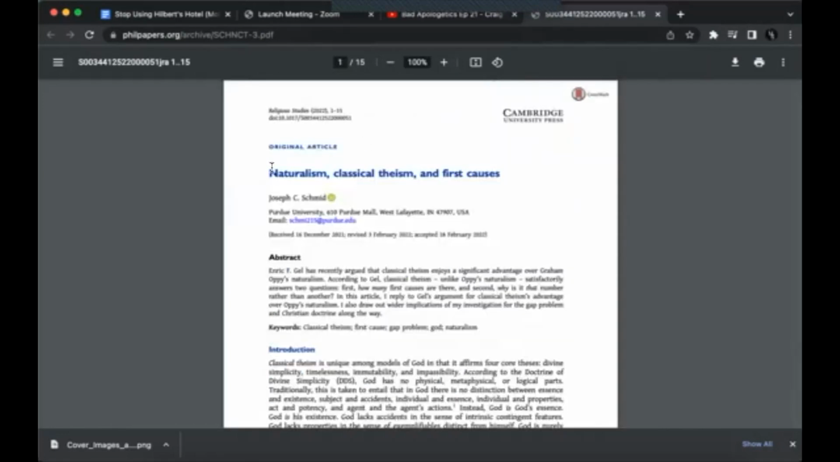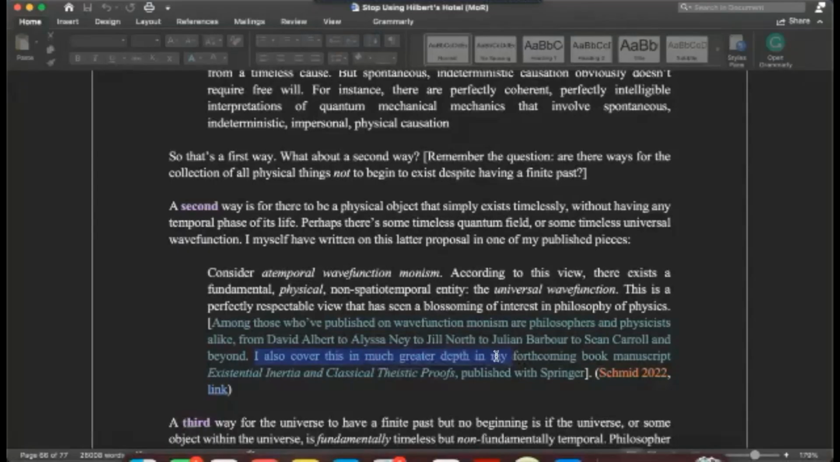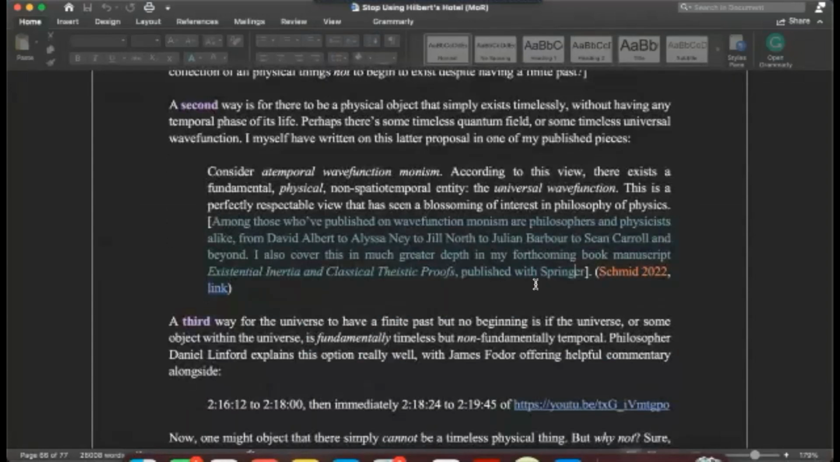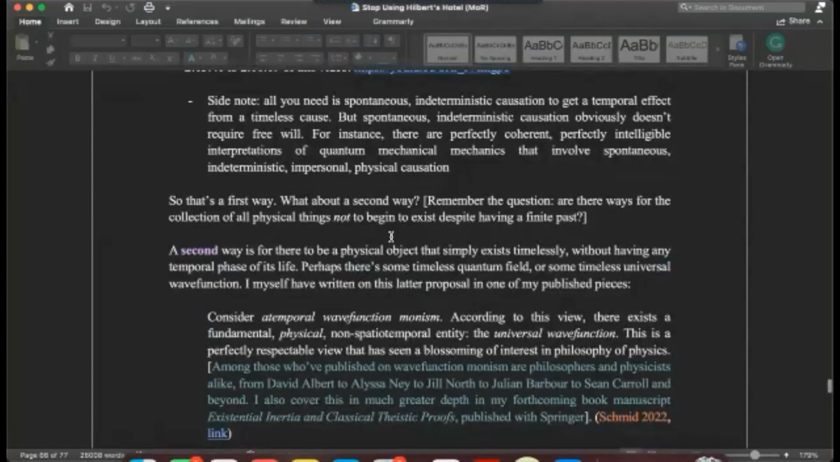What paper is this? This is the title, by the way, if you're curious. You can find it on my website, josephschmidt.com, or you could just find it on my PhilPapers profile. And also, I cover this sort of view in much greater depth in my forthcoming book, Existential Inertia and Classical Theistic Proofs, published with Springer and co-authored with Daniel J. Linford. So we cover that in more detail in our forthcoming book. So that's the second way. It's for there to be a physical object that simply exists timelessly without having any temporal phase of its life.